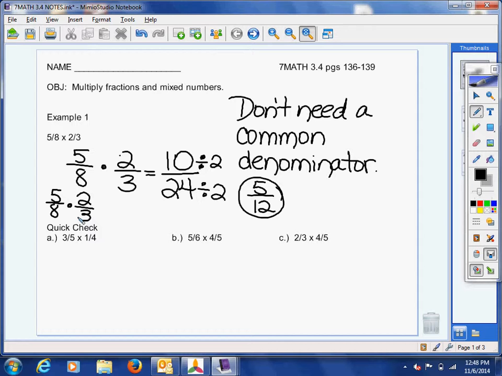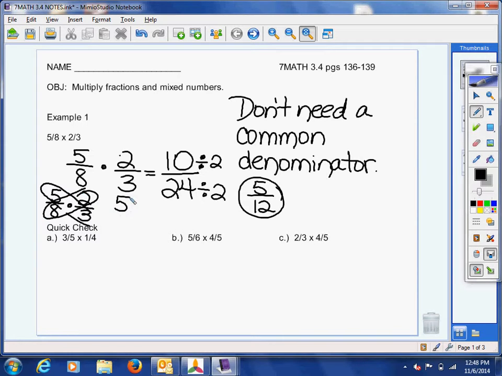So what you're looking for is the diagonals. Let's look at 5 and 3. Here's the 5 and here's the 3. Is there a number besides 1 that can reduce 5 and 3? No, they're both prime, and they don't reduce each other. So we can't cross cancel 5 and 3. What reduces 2 and 8?